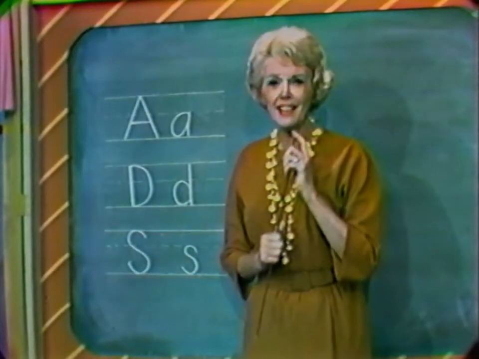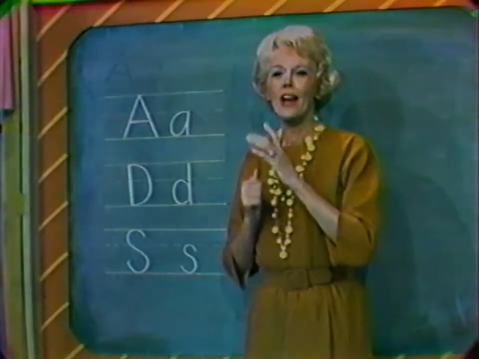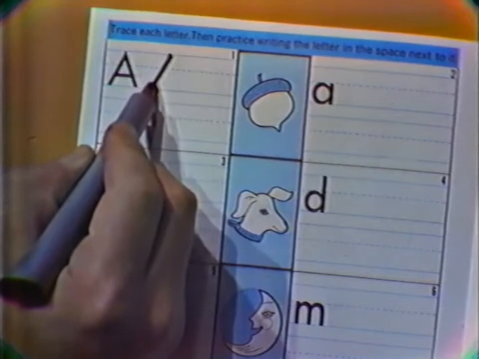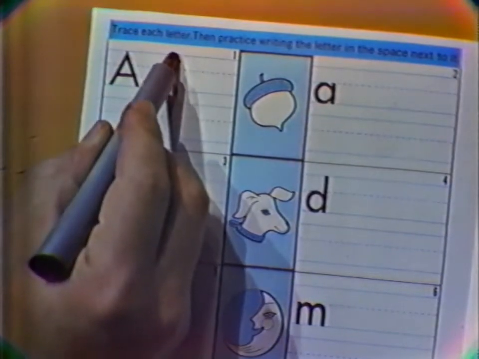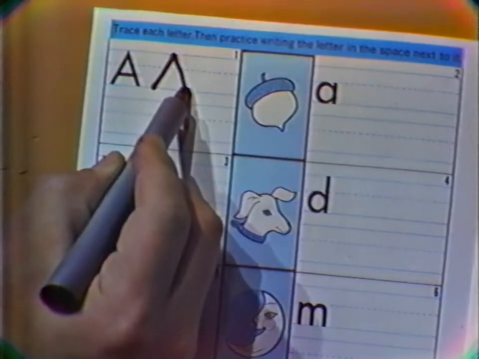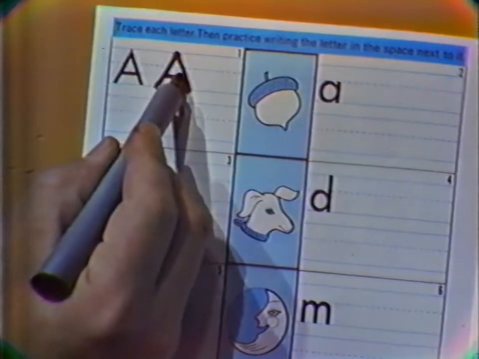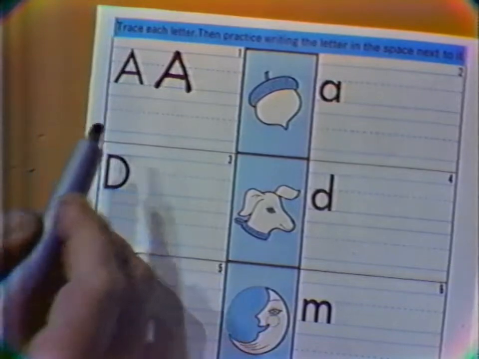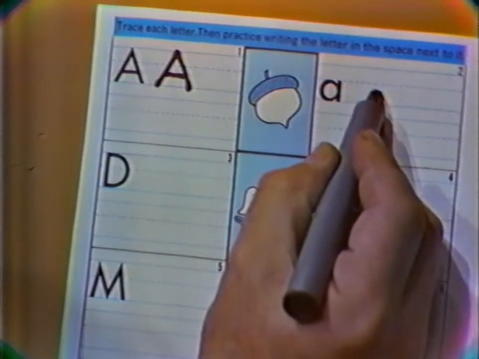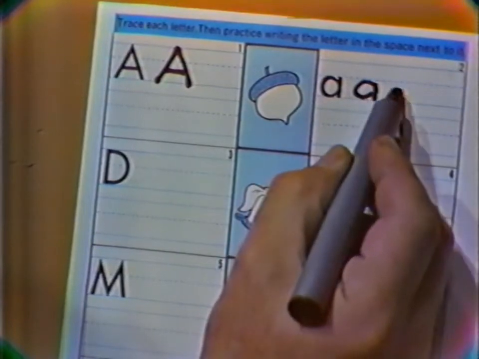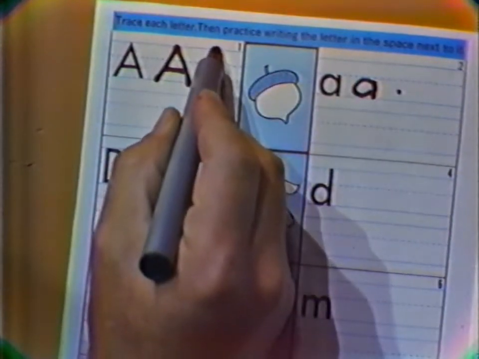Now, for big capital A. All right, start at the top, and we're going to make one line that will slant down one way, and another line that will slant down the other way. Make the little cross line neatly. Now, small a is almost a circle and a line. You do it on your paper. Big capital A, small a.